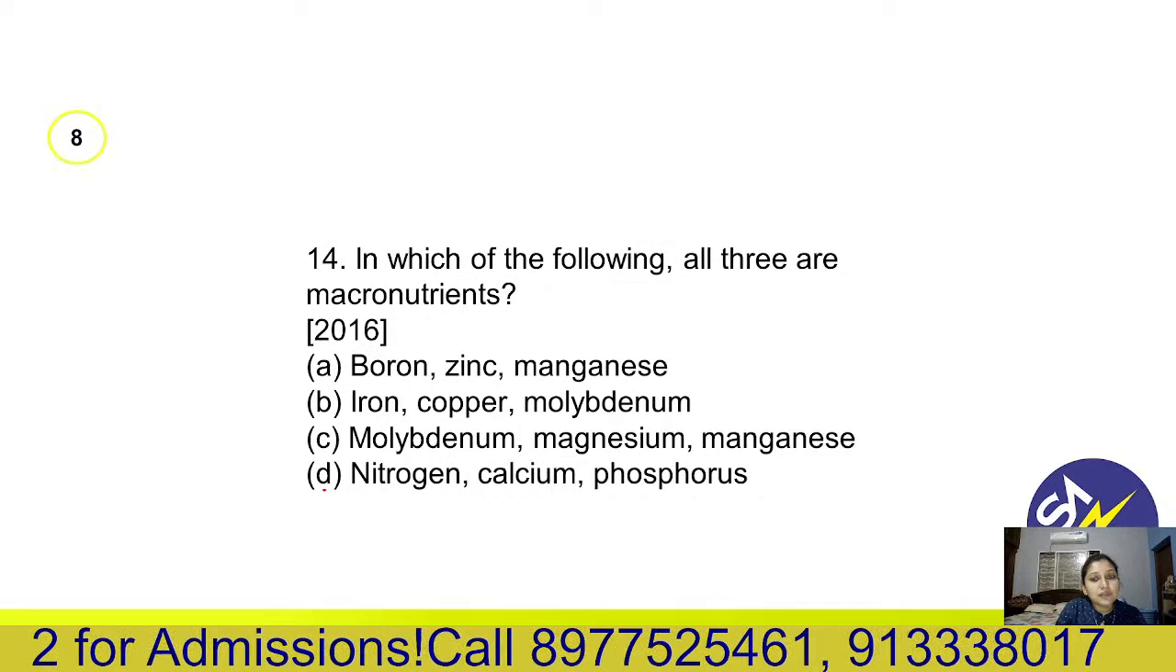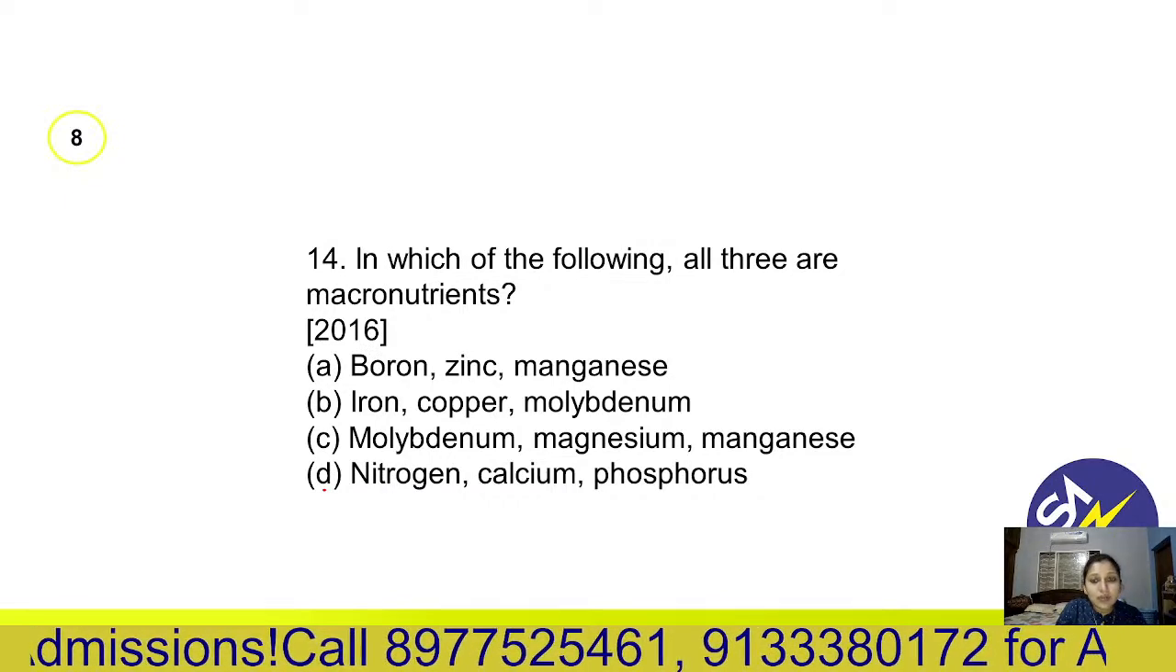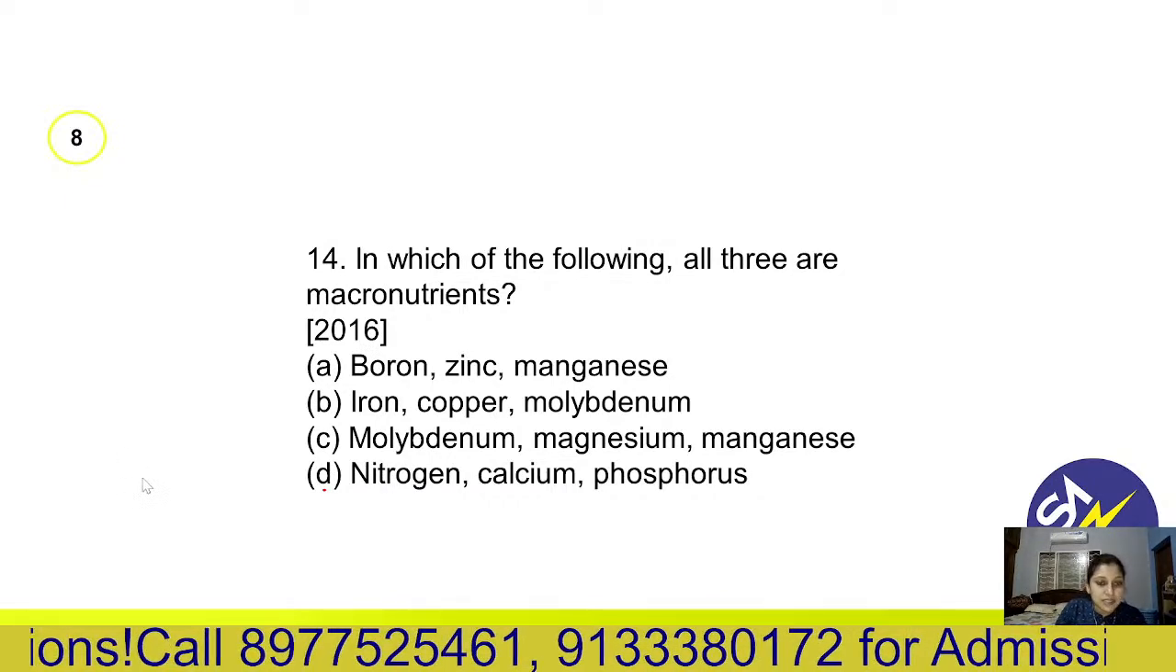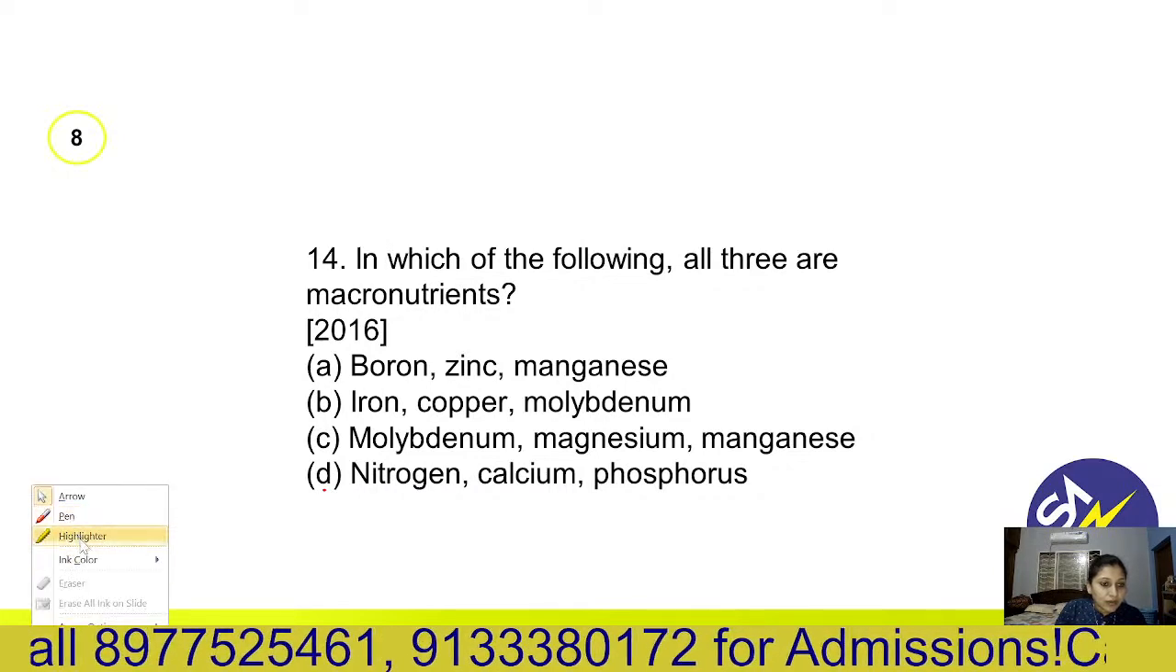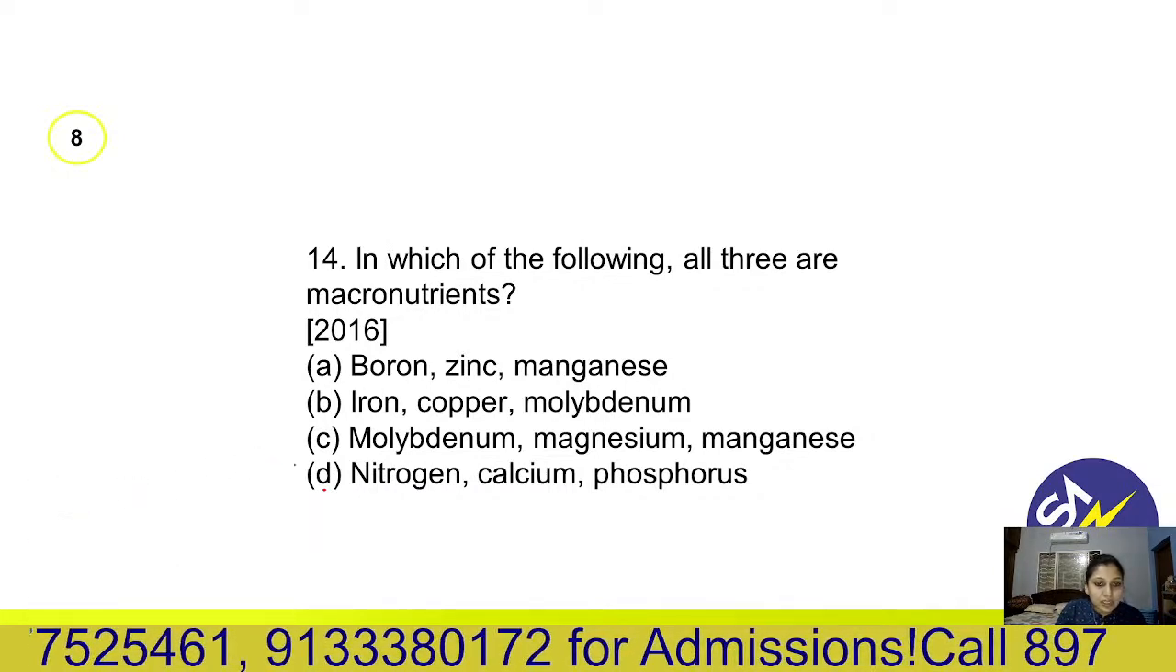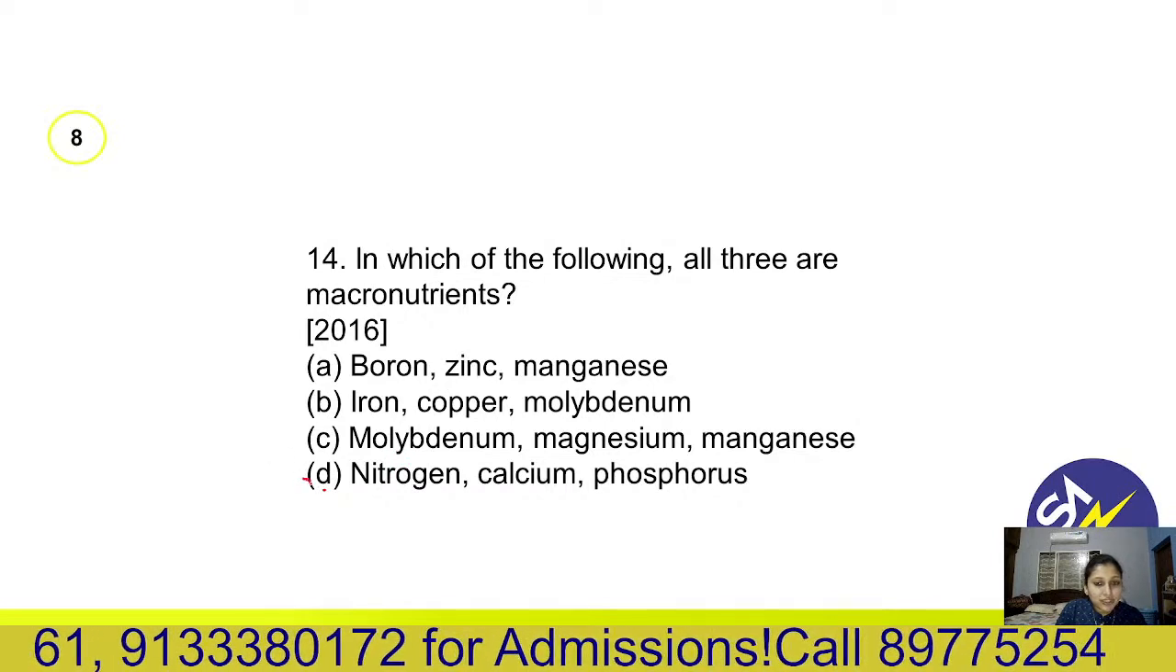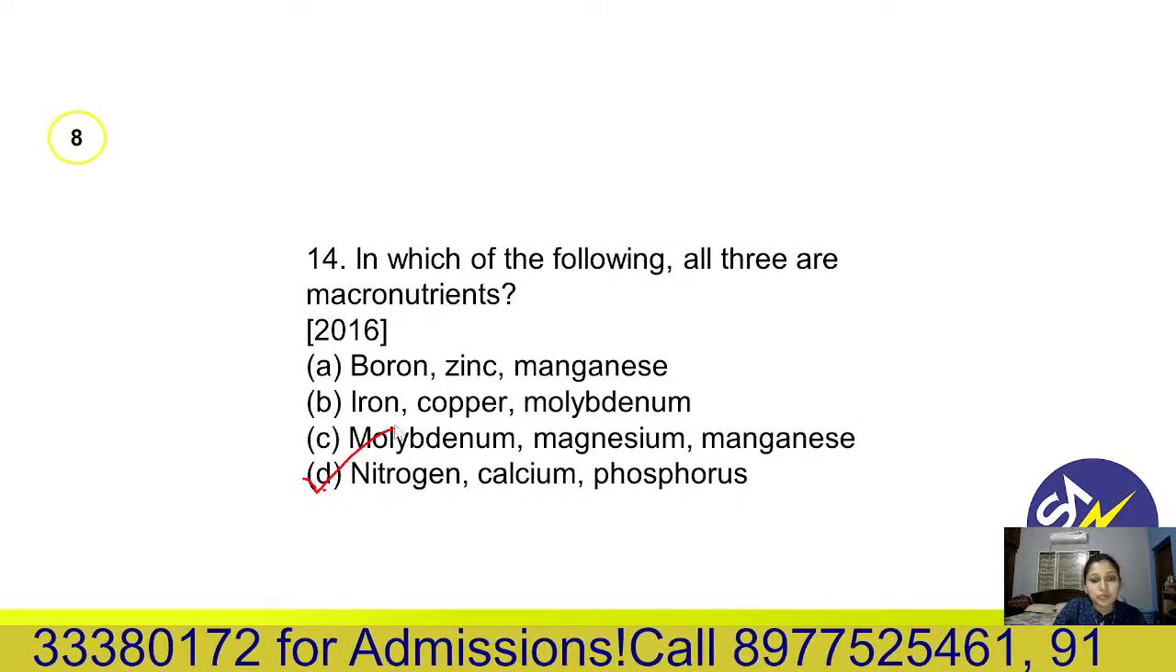Then, in which of the following are all three macronutrients? Macronutrients we need to select. So nitrogen, calcium and phosphorus, they are macronutrients.